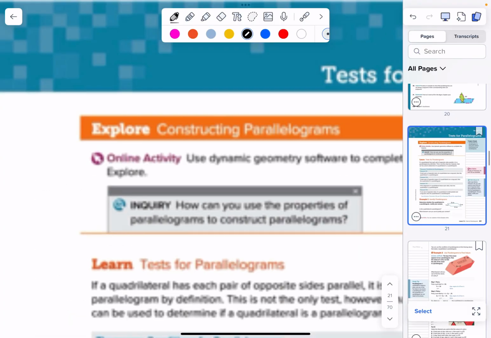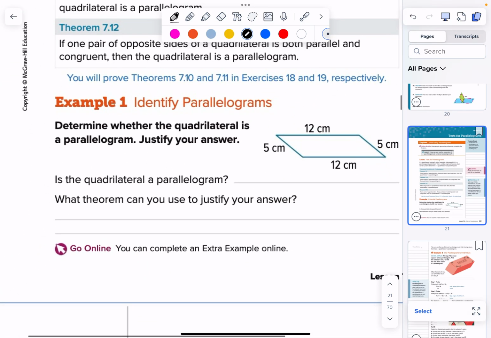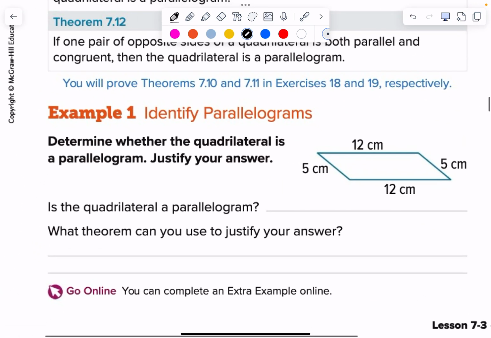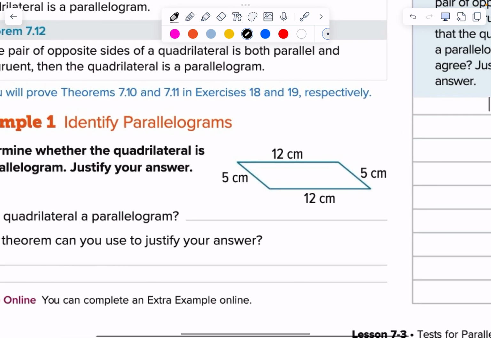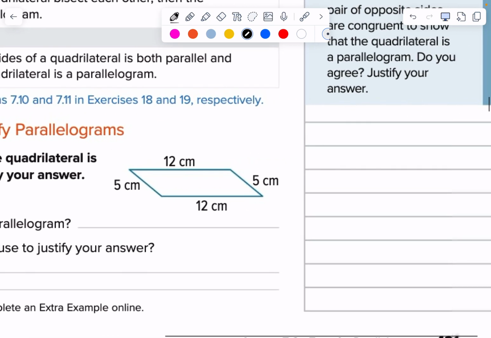We are on, let's go to example 1. Determine whether the quadrilateral is a parallelogram, justify your answer. Is that a parallelogram? Yes. Yes, how come? Opposite sides are parallel and congruent. I don't know that they're parallel. I only know that the opposite sides are congruent.